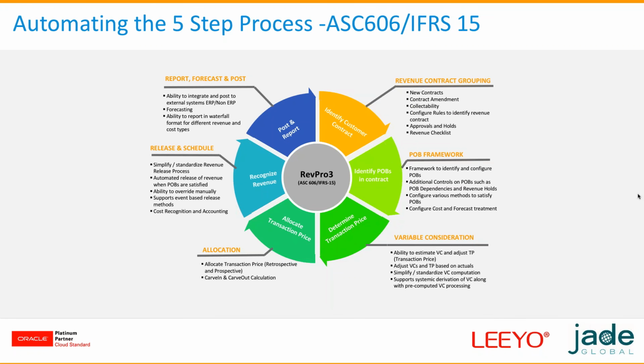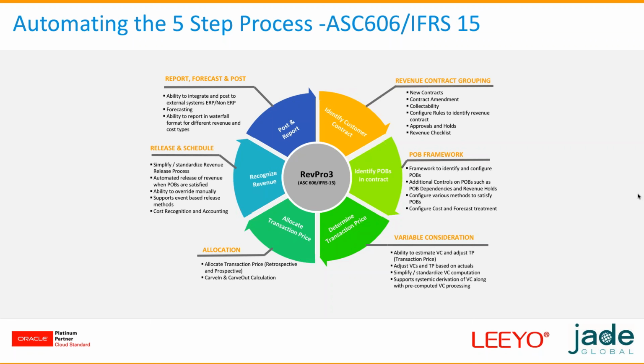The reason why we have put this slide is to help you understand, adhering to this particular 5-step process, how we achieve this within RevPro. The first step, when a transaction comes in, is the contract grouping. The new contracts are identified based on your grouping criteria. We apply the approvals if you want to review the contract before you release it or allocate within the revenue contract. That's the first step, which is a very critical step to define a contract.